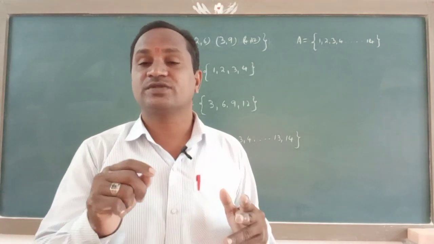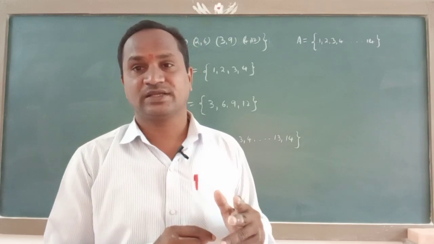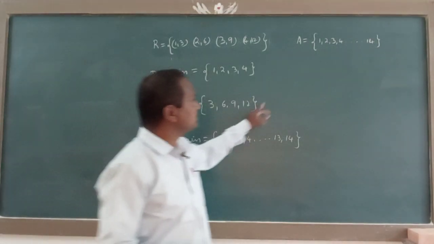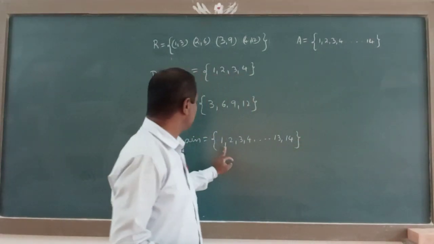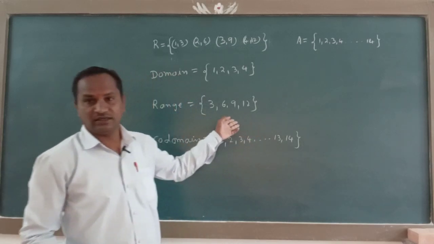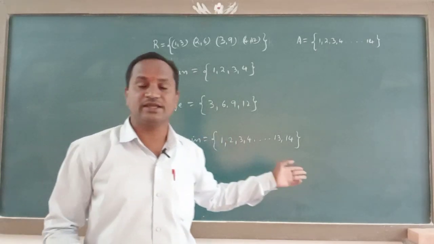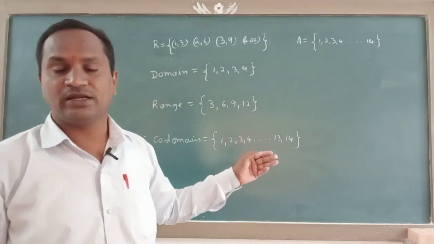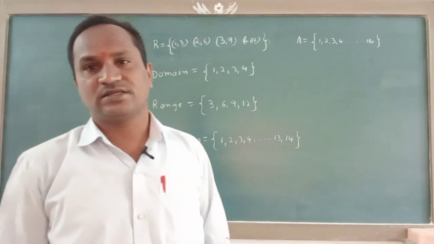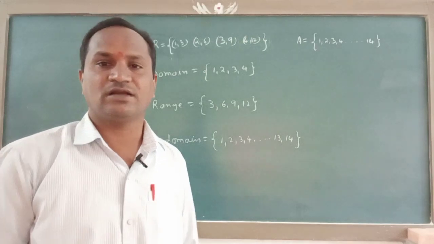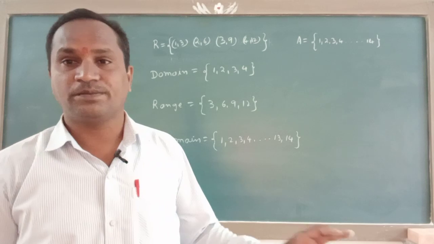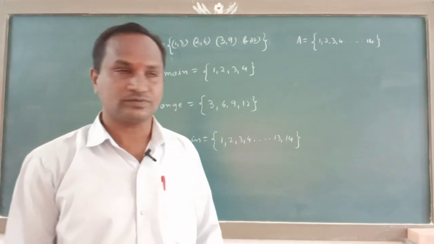And I also gave one important point in the previous class. Range is always a subset of or equal to codomain. See here, range is 3, 6, 9, 12. All these elements are present in the whole set. That's why, by seeing this domain, range and codomain, range is always a subset of or equal to codomain. That is also one important point. In the previous class I have told that also.